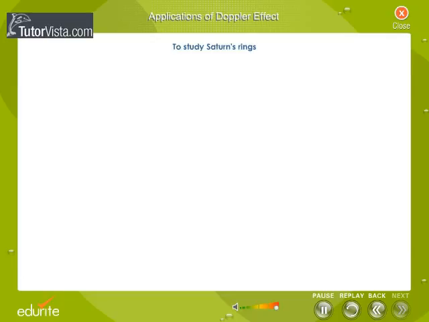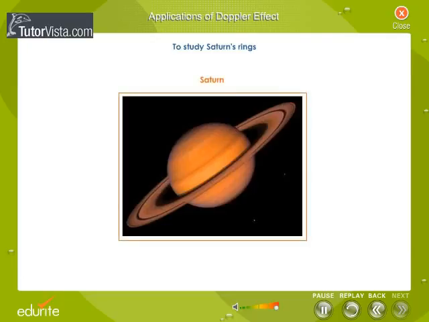To study Saturn's rings, concentric rings surround the planet Saturn. These rings reflect light and are not self-luminous. The Doppler shift of light reveals that the rings are not continuous, but they consist of many particles.